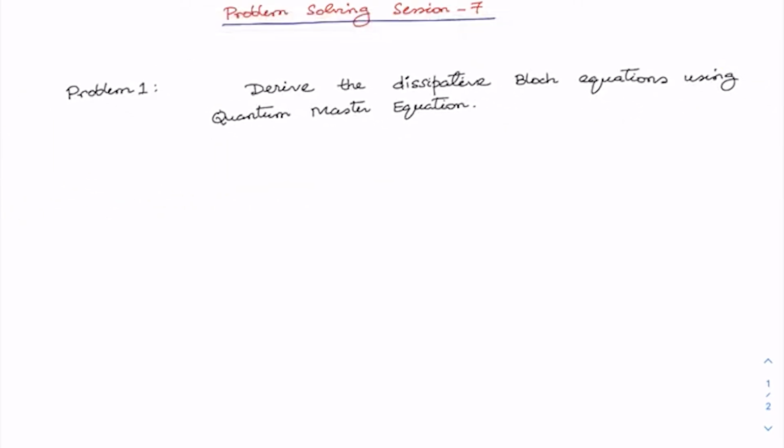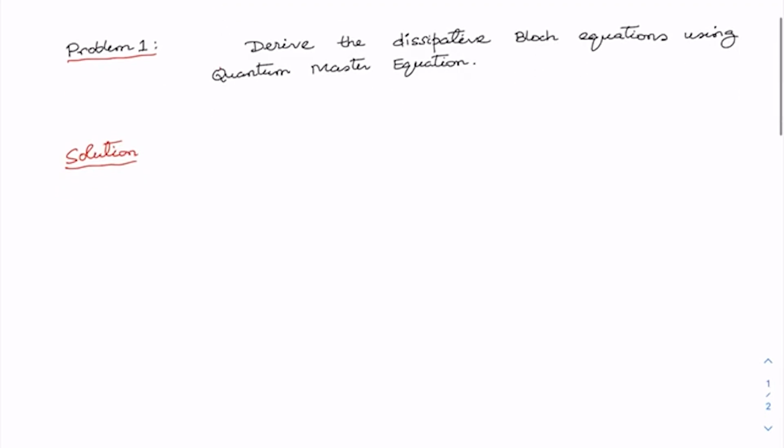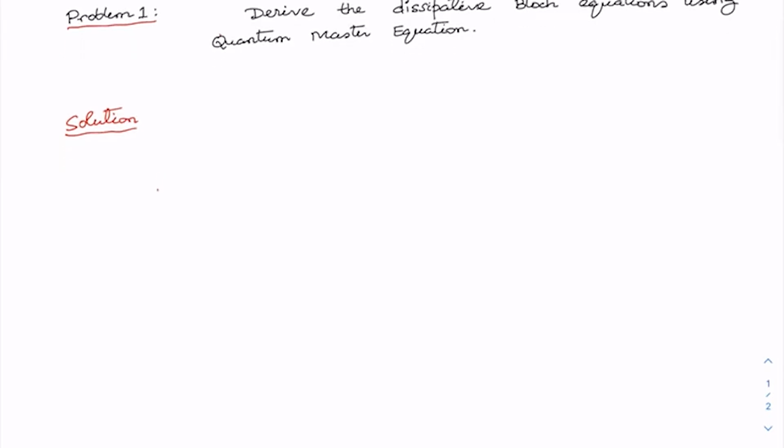You are asked to derive the dissipative Bloch equations using quantum master equation. We have already learned about quantum master equation in the lecture classes. This equation basically gives the time evolution of the density operator or the density matrix. So this is equal to 1 by i h cross, H, rho. This part gives the coherent evolution of the density matrix. And then we have terms pertaining to the dissipative processes.